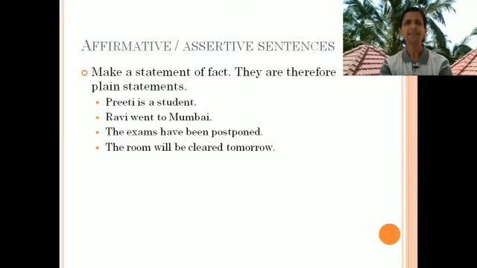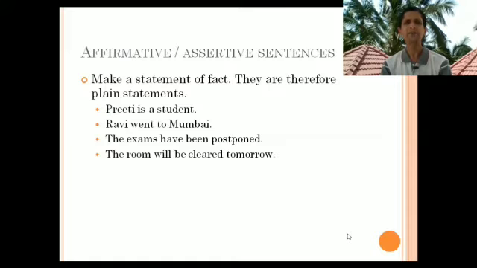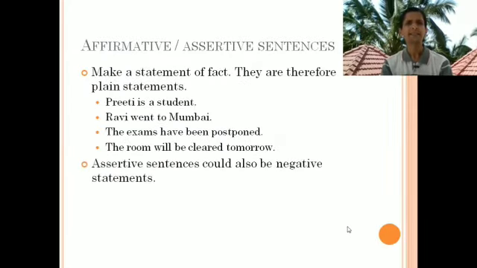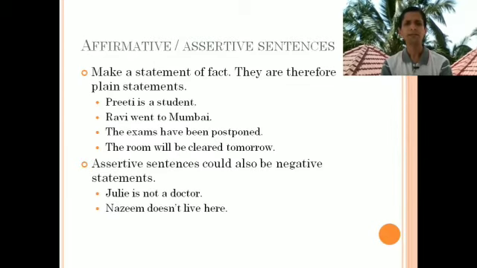So when we look at these sentences, they are just plain statements. They do not ask anything. They do not express any surprise, or ask any questions. They do not command anybody. They are just plain statements. We can see that not only such positive statements, even negative statements can be categorized under affirmative sentences. For example, Julie is not a doctor, Nazim doesn't live here, etc. are negative sentences, but they are also affirmative sentences.